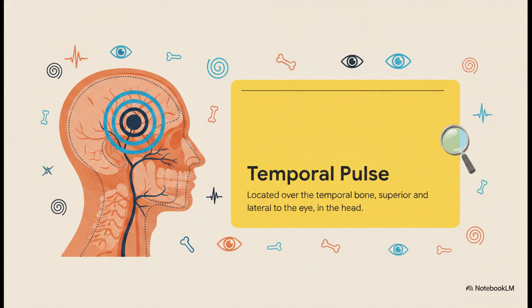We're starting at the very top of the body with the temporal pulse. As the name suggests, this one is located over the temporal bone. To find it, you just look superior and lateral to the eye. Basically, right there at the temporal region of the head.